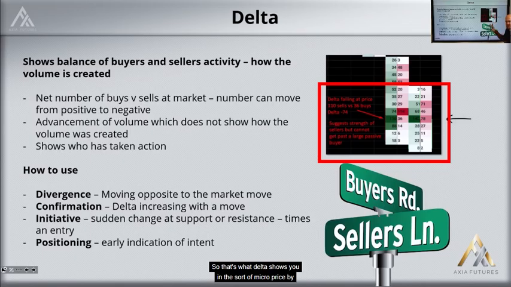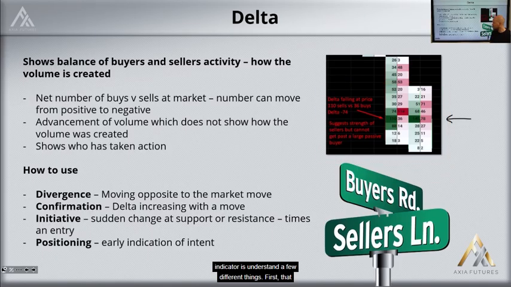So that's what delta shows you in the sort of micro, price by price. What we're looking to do, using a cumulative delta indicator, is understand a few different things. First up, we're going to look at divergence. This is a scenario where delta moves counter to price. Price moving down, delta moving up, for example.